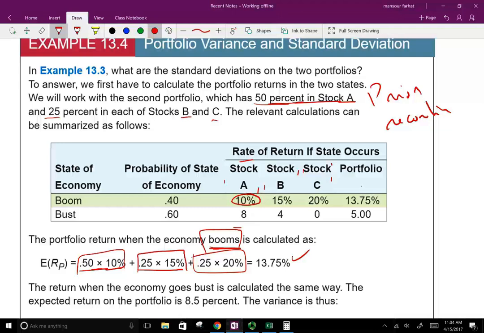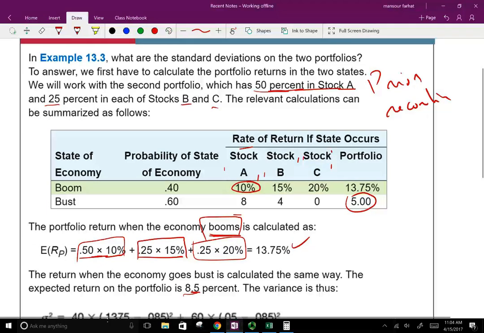The expected return is 8.5. Okay. So let's see if you could calculate the 5%. Let's first calculate the bust, which is 5%. How do we compute the bust?